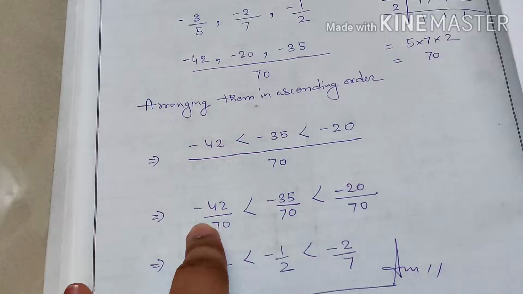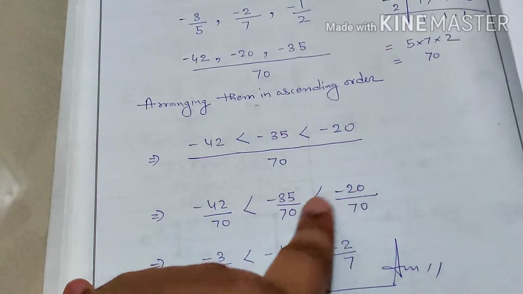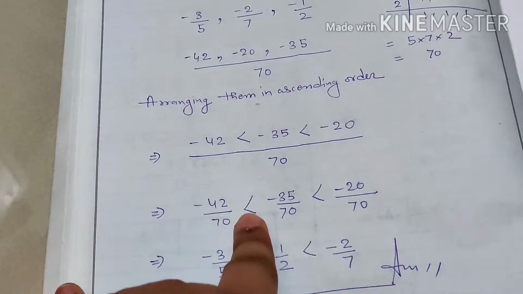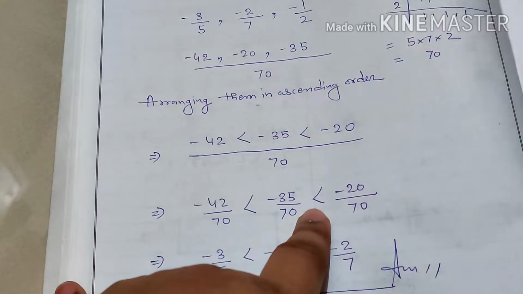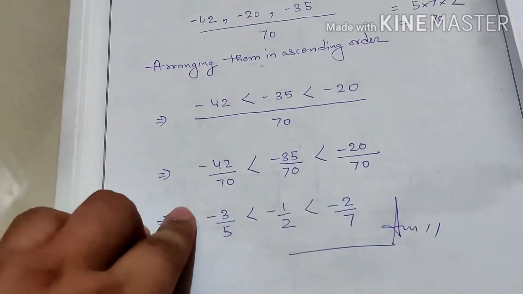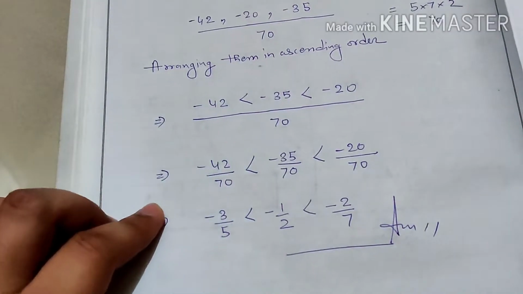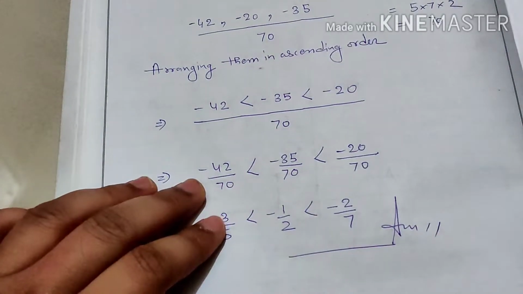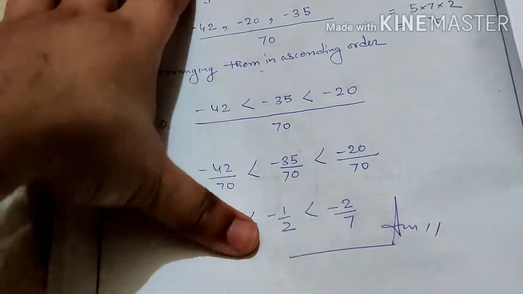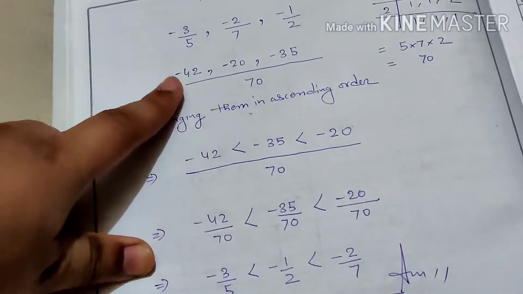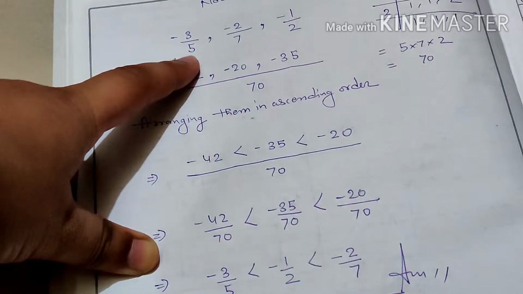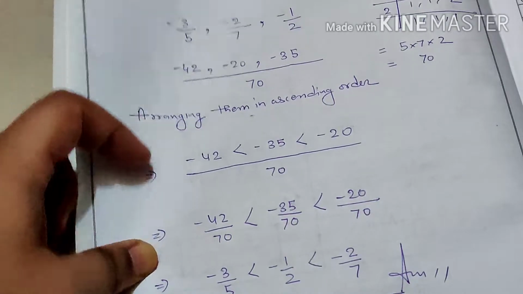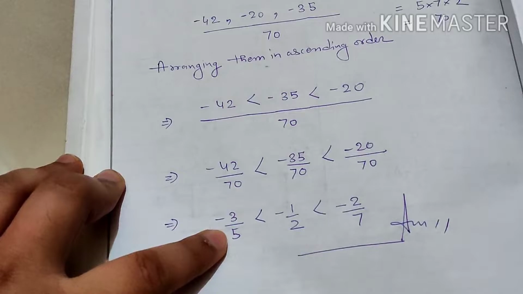distribute 70 to all the fractions. Okay, now we have to distribute this 70, 70, 70 by the greater than sign. Now write the original form of this fraction. So 42 is the original form, which comes from -3 by 5. So write -3 by 5.